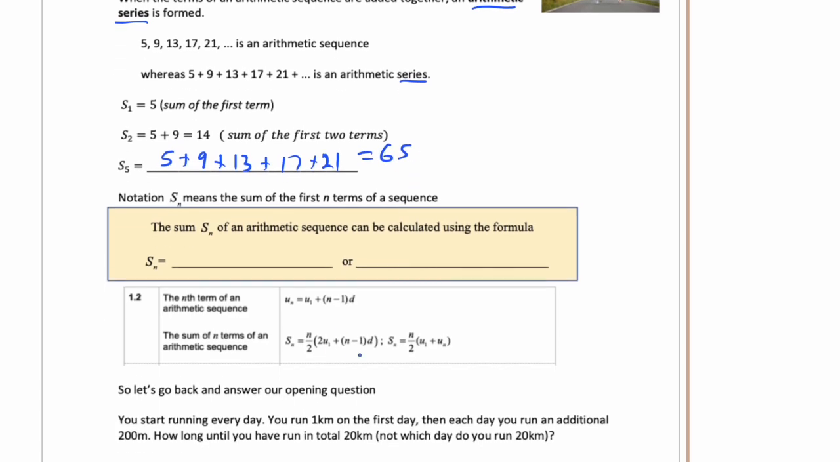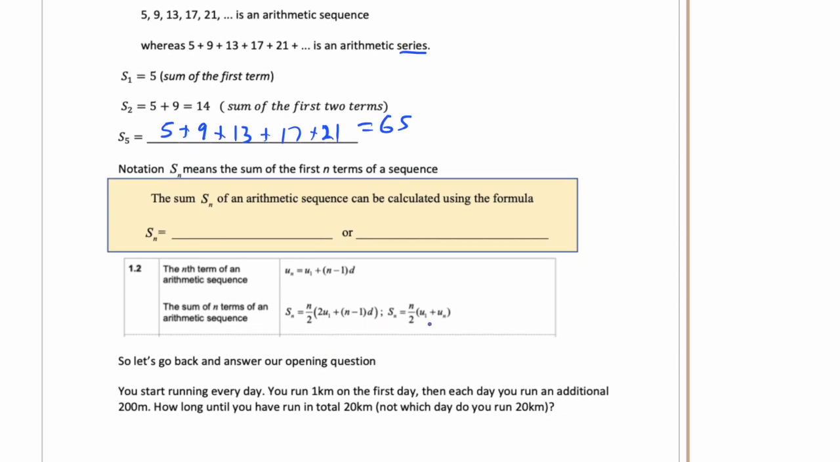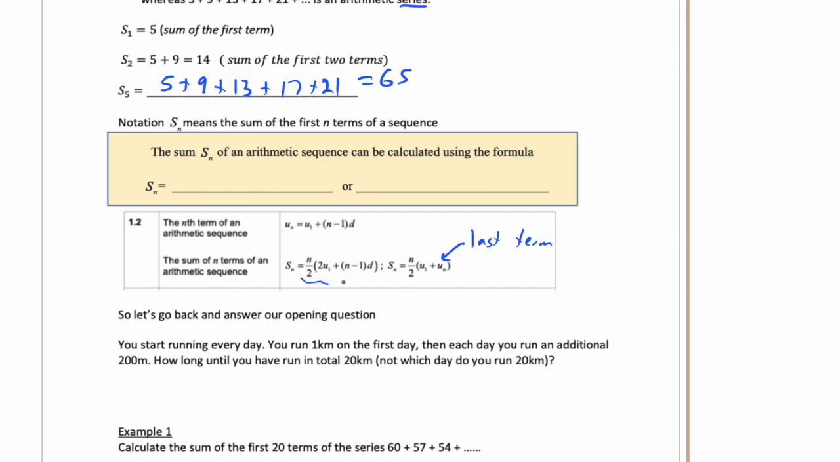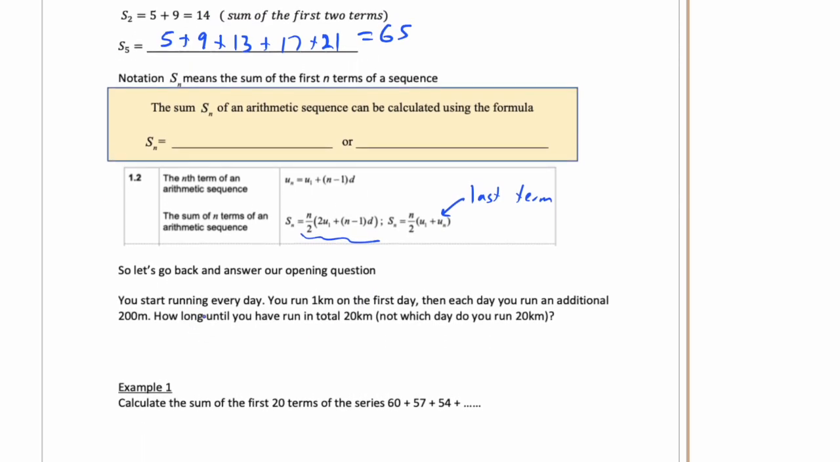Okay, we have two versions of the formula in the formula booklet for a sum of an arithmetic sequence. We've got this version here, which depends on n, the number of terms, and the first term. It looks very similar to this one. And the second one is if you know the number of terms and you know the last term. Sometimes we don't know the last term and we can't use this one, but usually we're using this first one right here. Okay, so let's answer the question here.